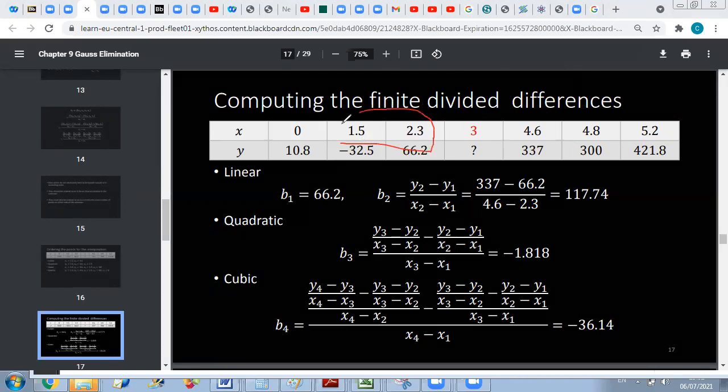not good. Even if 4.6 is farther, it's better to take 1 point to the right and 1 point to the left, because if we do it otherwise, there is extrapolation from 2.3 to 3, and it's not recommended to do extrapolation. So even if 1.5 is closer to 3, the second point will be 4.6 because it is on the other side. So you have two criteria to look at.